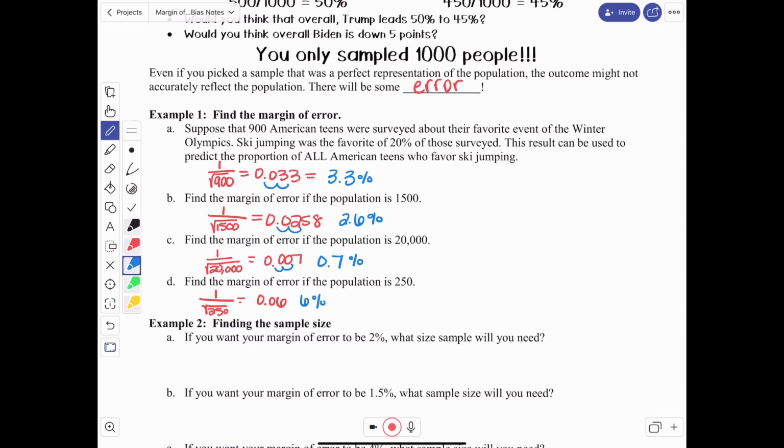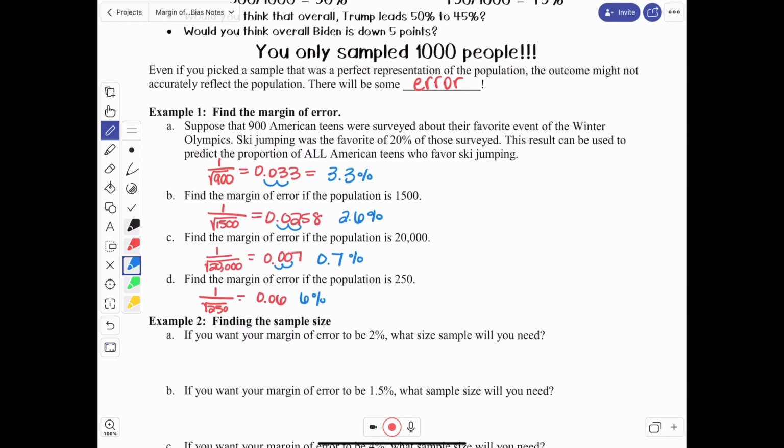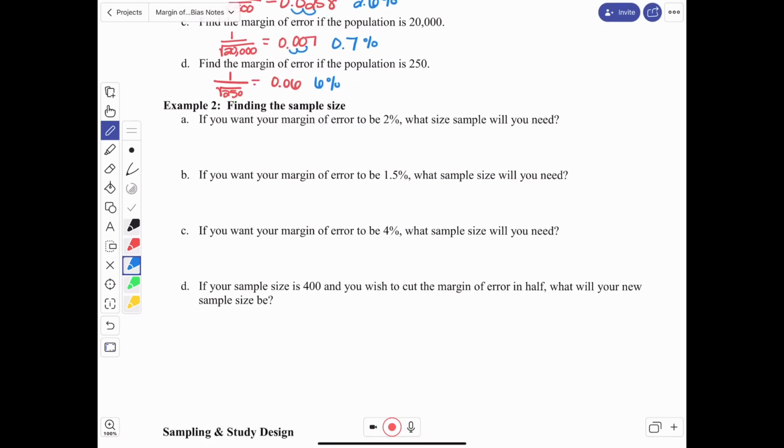25%. So the smaller the number, the larger margin of error you're going to have, which means basically the further away from the truth it's going to be, or the larger the errors you're going to have. Okay, so let's rephrase the question a little bit. If you want your margin of error to be 2%, what size sample would you need?